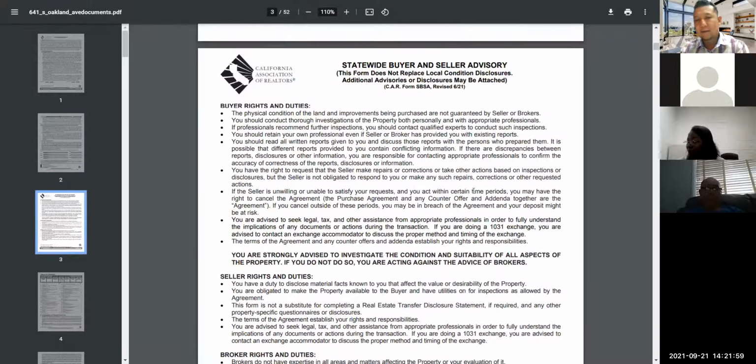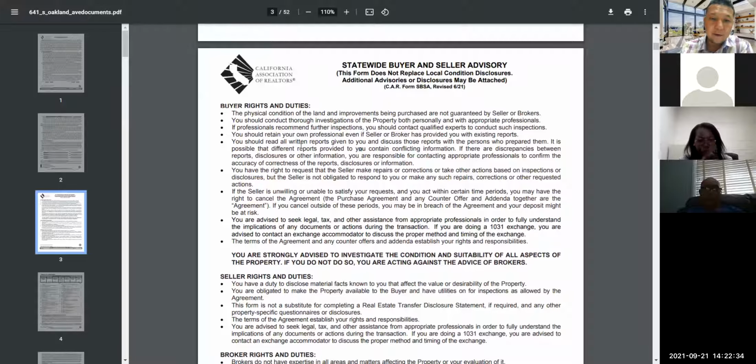Straightforward. The next form we use in our transactions for residential 1 to 4 is called the Statewide Buyer and Seller Advisory. The buyer has been advised of their rights and duties to understand that the physical condition is not guaranteed. They should conduct a thorough investigation. They should hire professionals who recommend further inspections, like an electrician or a roofer or a plumber, so these experts can consult them on how much it's going to cost to repair this and this and that.